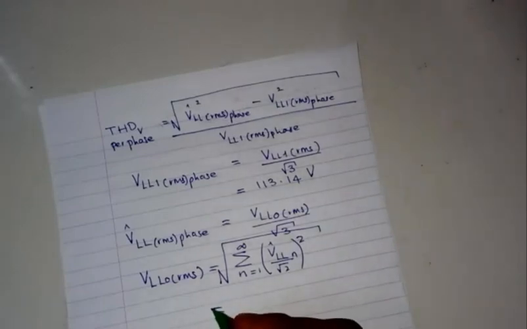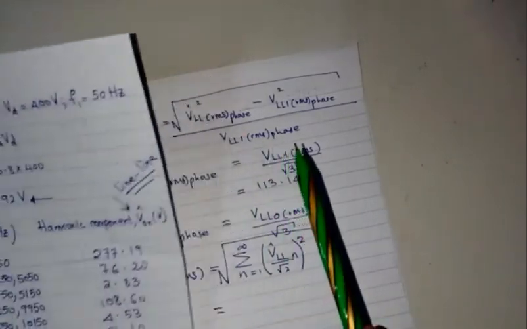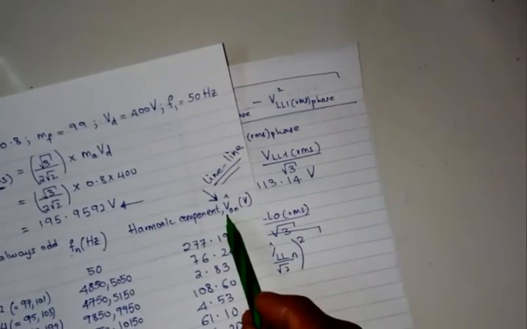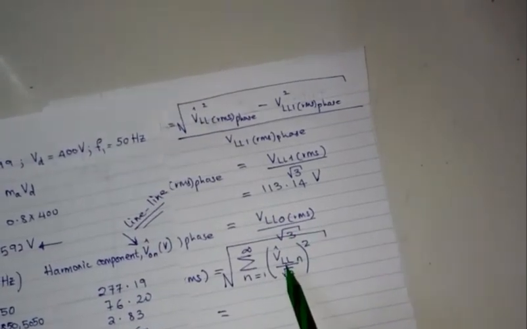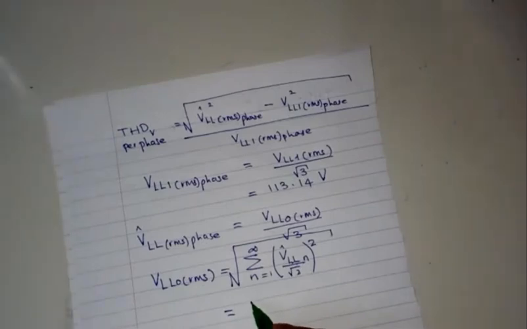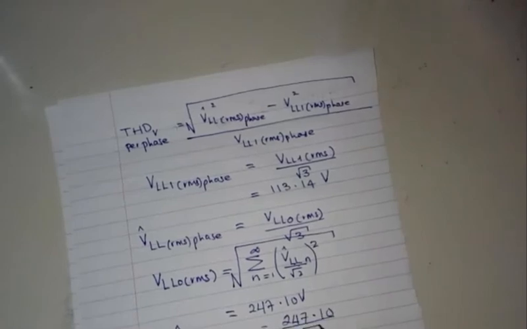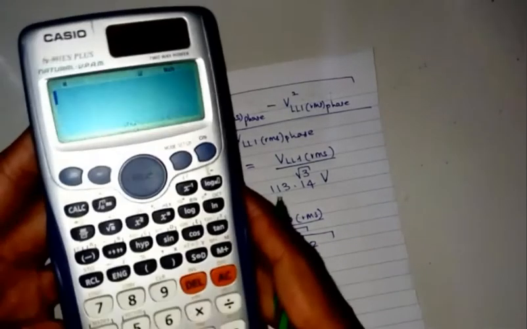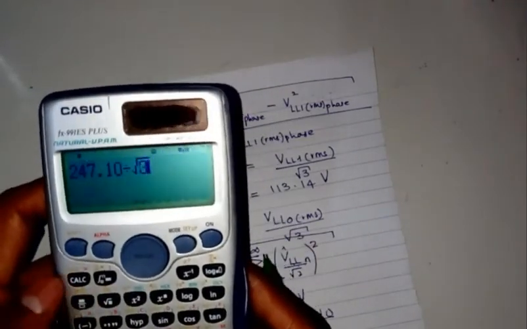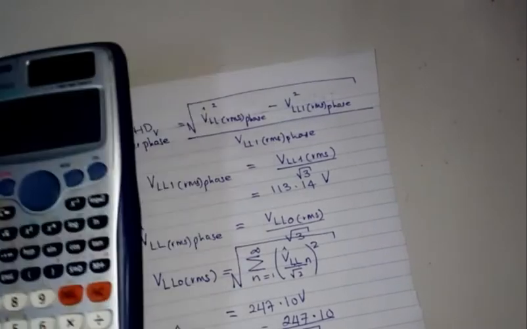And using these values for the harmonic voltage components, where V naught n is also equal to VLLN, and this value is equal to 247.10 volts. Therefore, VLL RMS per phase equals 247.10 divided by root 3, the solution equals 142.66 volts.